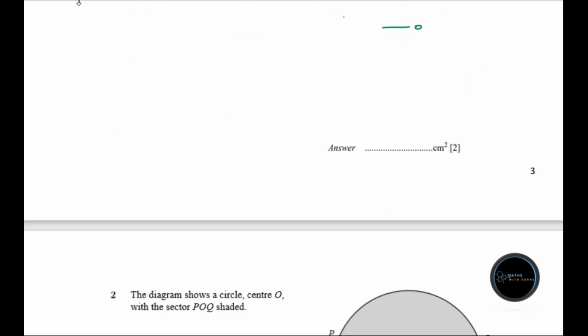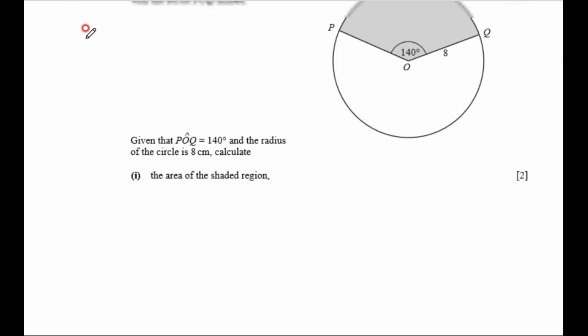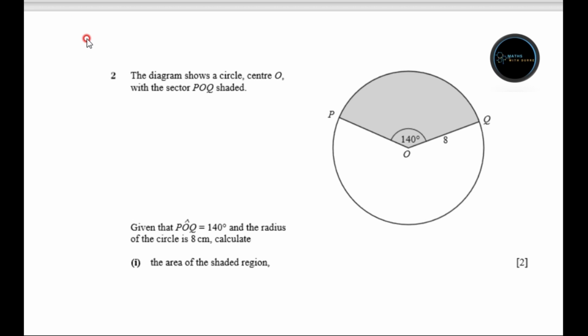Let's move towards another question. That is a very easy question. The diagram shows a circle, center O, with the sector POQ shaded. Which part is shaded? This one is shaded, and we can even see the shaded part here. So the angle is given, that is 140, and the radius is 8. Yes, it is already given.